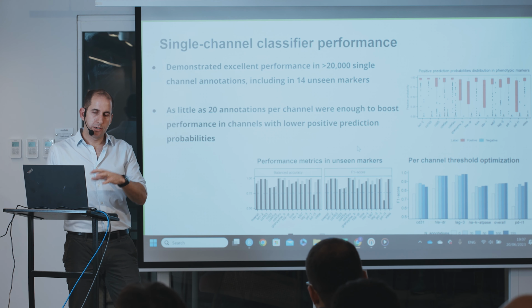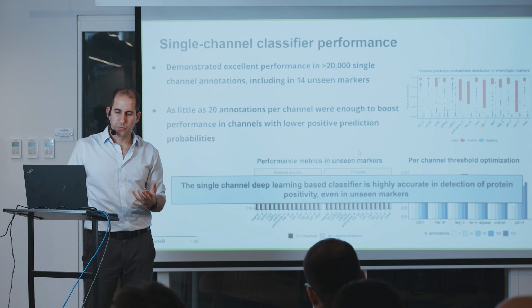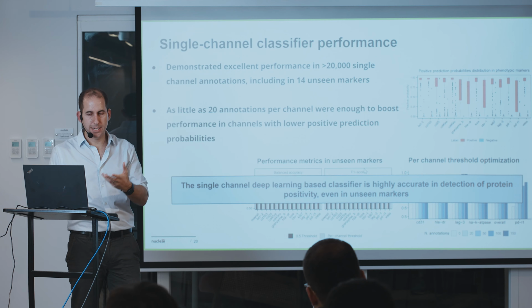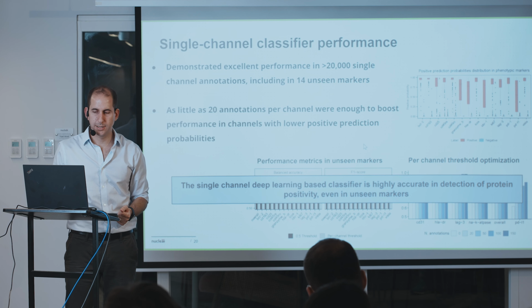But this was on data that the model was trained on. The question is, first of all, in this setting it's very accurate in detection of protein positivity, even in unseen markers. And then the next question we asked: how would it work in a different data set, a different imaging technology, different markers? Would it still work the same?